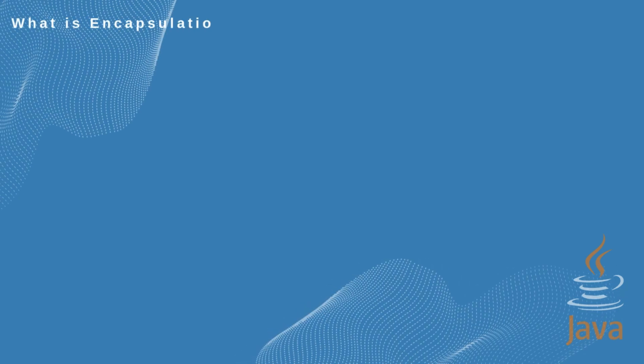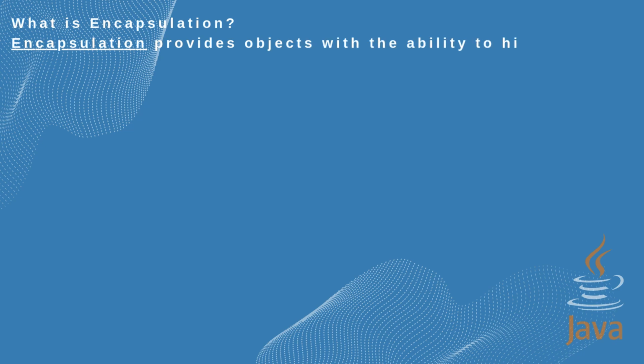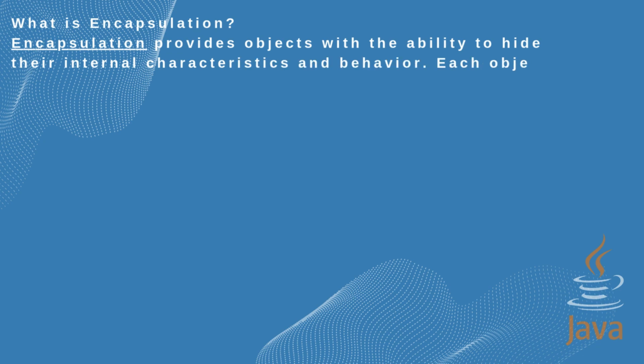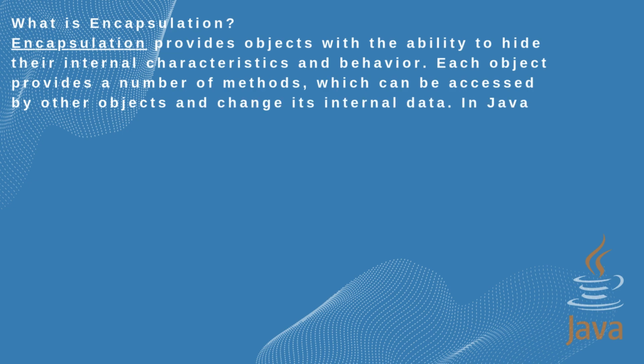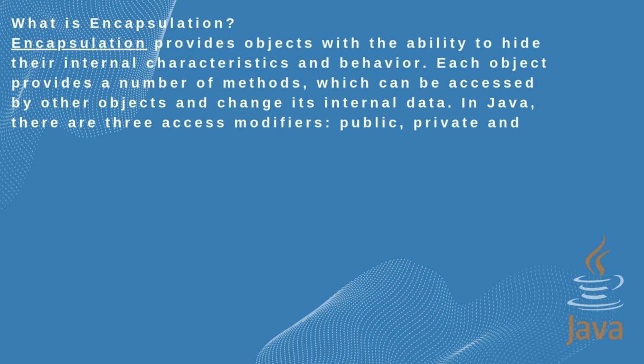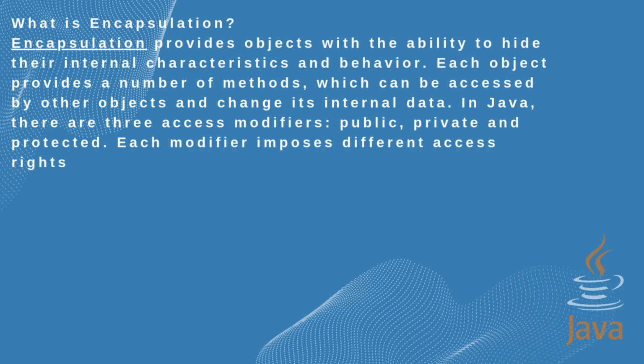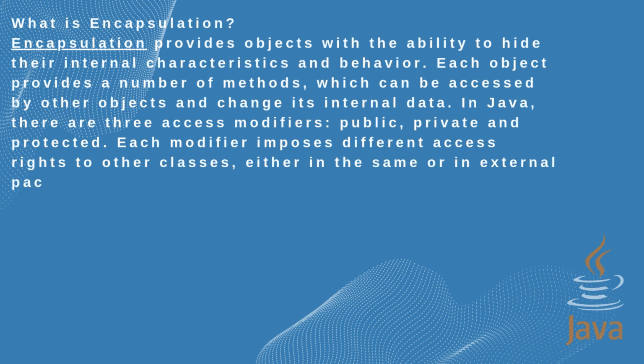What is encapsulation? Encapsulation provides objects with the ability to hide their internal characteristics and behavior. Each object provides a number of methods, which can be accessed by other objects and change its internal data. In Java, there are 3 access modifiers: public, private, and protected. Each modifier imposes different access rights to other classes, either in the same or in external packages.